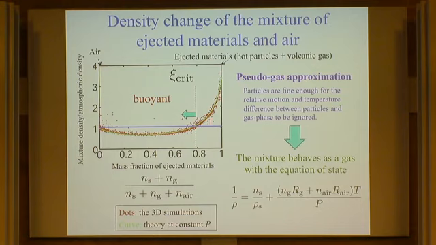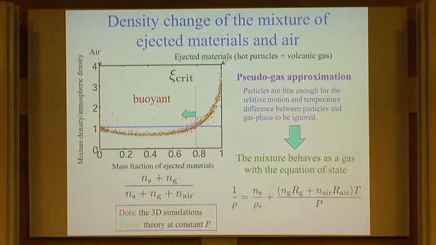Ejected material is a mixture of hot particles and volcanic gas. And this shows a mixing ratio between air and ejected material. When particles are fine enough for the particle motion and temperature difference between particles and gas phases to be ignored, then the mixture can be treated as a pseudo gas with the equation of state like this. And this vertical axis shows mixture density normalized by atmospheric density. Density of ejected materials is usually several times greater than the atmospheric density.